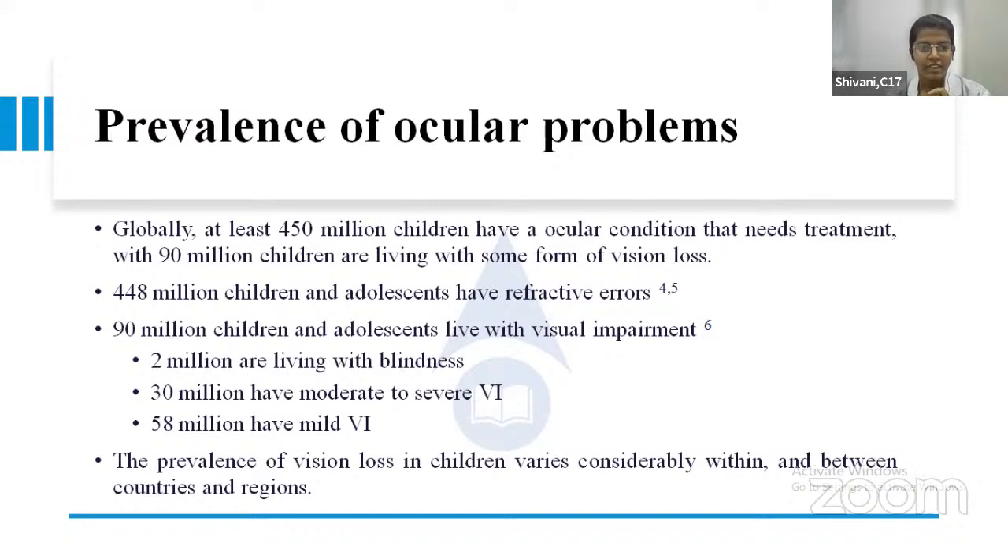448 million children and adolescents have refractive errors. 90 million children and adolescents live with visual impairment. 2 million are living with blindness. 30 million have moderate to severe vision impairment. 58 million have mild visual impairment. The prevalence of vision loss in children varies considerably within and between countries and regions.